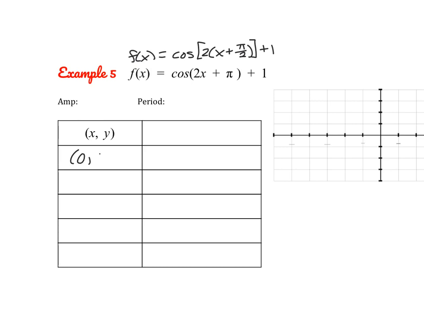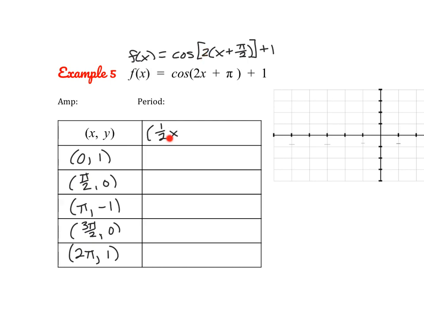So it is cosine. So remember, we start at the maximum, then midline, then minimum, then back to the midline at 0, and then we end at the maximum. Now here we have quite a few transformations. So again, we have a horizontal shrink by a factor of 1/2.